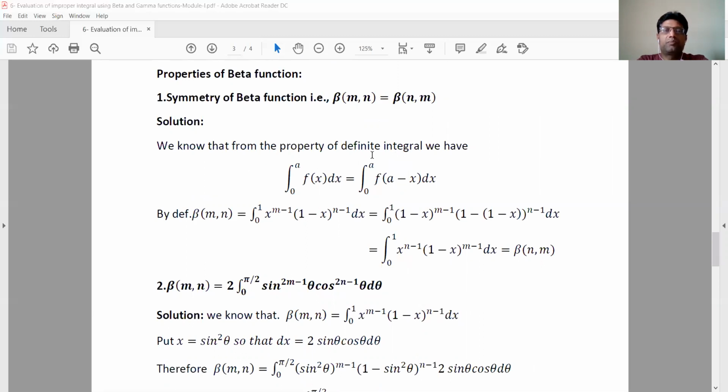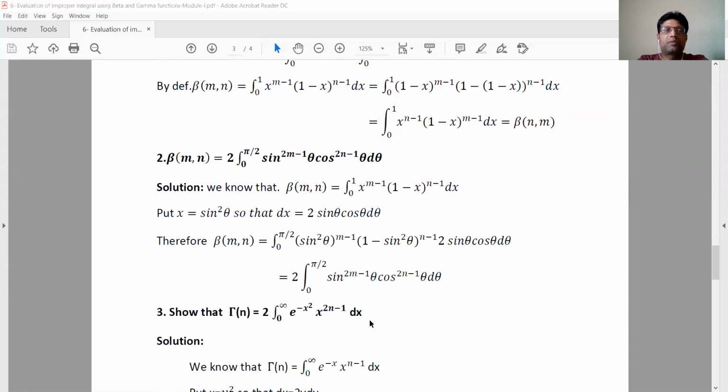We know from the property of definite integrals that the integral from 0 to a of f of x dx can be written as the integral from 0 to a of f of a minus x dx. Using this for the beta function, it can be written as the integral from 0 to 1 of (1-x)^(m-1) times (1-(1-x))^(n-1) dx. This 1 gets cancelled, and what is left over is again nothing but beta of n comma m.